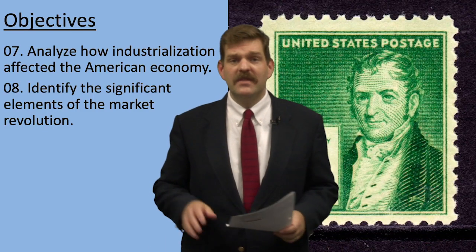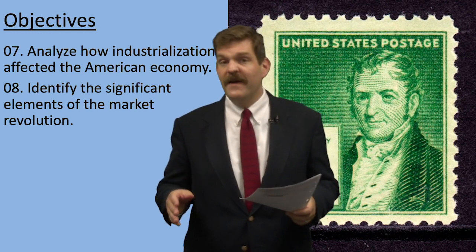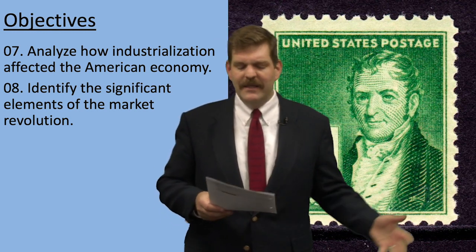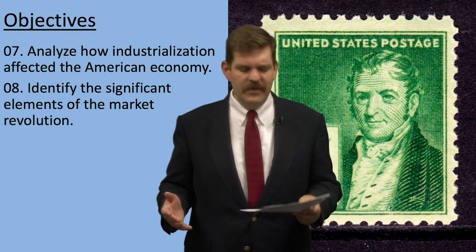We have two objectives today. By the end of this period, you should be able to, number 7, analyze how industrialization affected the American economy, and number 8, identify the significant elements of the market revolution. Let's begin in Roman numeral number 7.